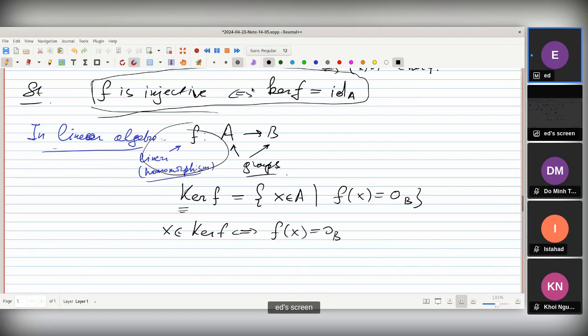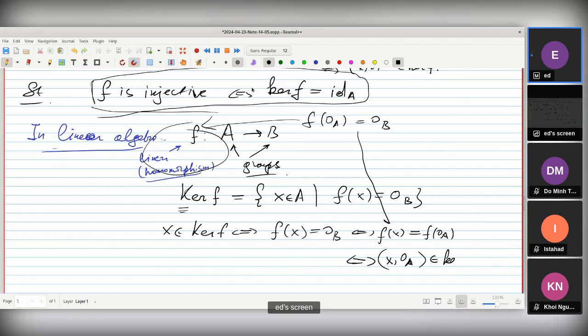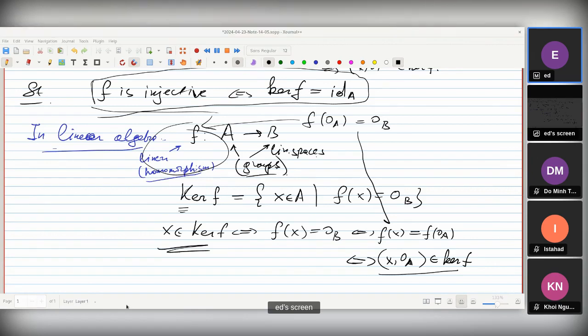But as f is linear or homomorphic, that means that f of 0 always equals 0. So that means that f of x equals f of 0 for our neutral element. That is, the pair (x, 0) belongs to the kernel in our sense. So this is the relation between our kernel and that of linear algebra or group theory, where these are linear spaces or generally groups. Is this idea clear? Okay.